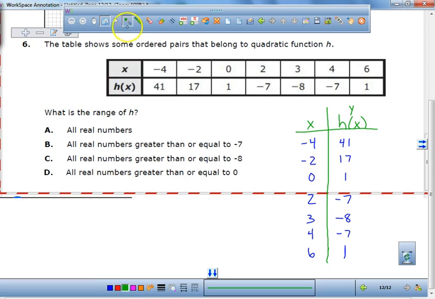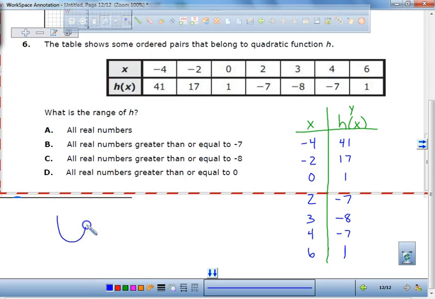Now, in this quadratic function, okay? A quadratic function will either open up like this, or it will open down like this. If it opens up, this point, the vertex of a parabola, will be known as a minimum. If it opens down, this vertex will not be known as a minimum. It will be known as a maximum.